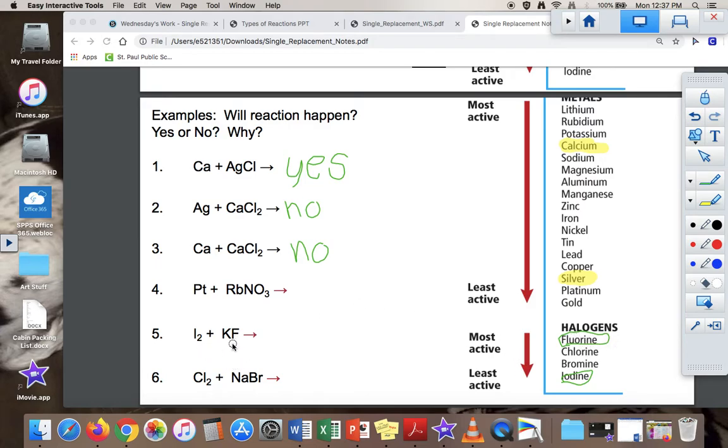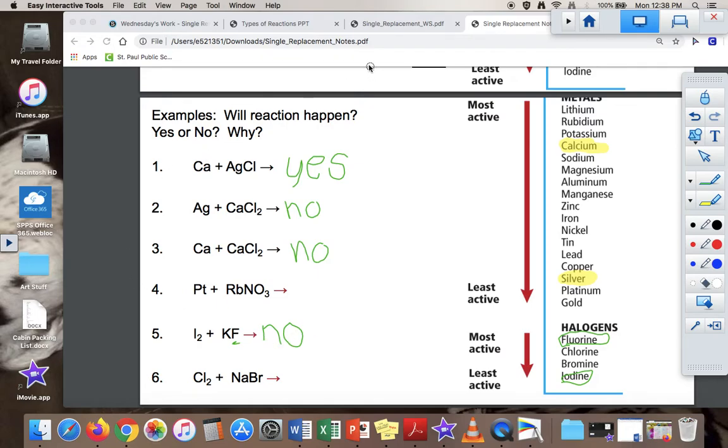So since fluorine has a really strong bond with potassium, iodine cannot kick it out of this bond. Iodine is very weak, right? So no, this reaction is not going to happen because iodine is much less reactive than fluorine. It cannot boot it out of its relationship. Now, a lot of people will end up putting F and I together, but you cannot do that. So iodine cannot replace potassium either because they're different types of elements. They're a metal and a nonmetal. Okay, so keep that in mind.